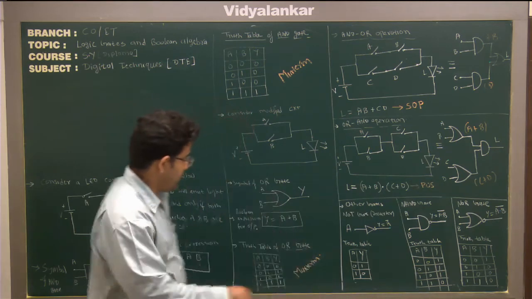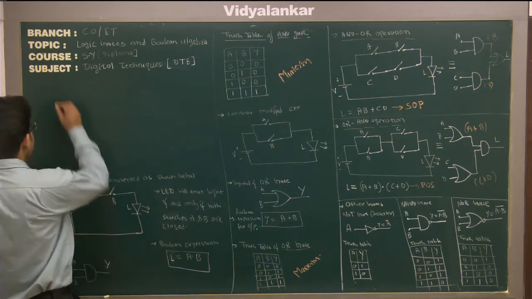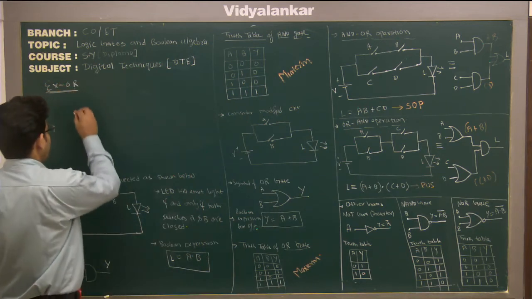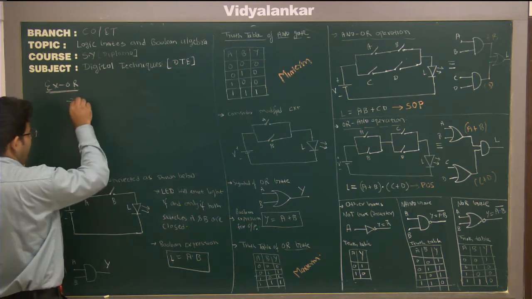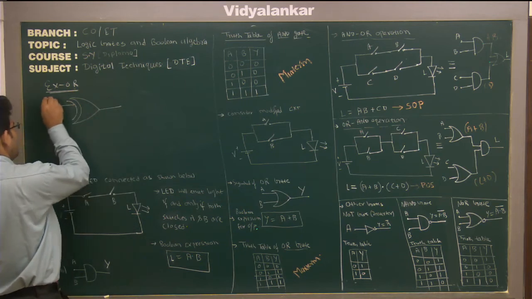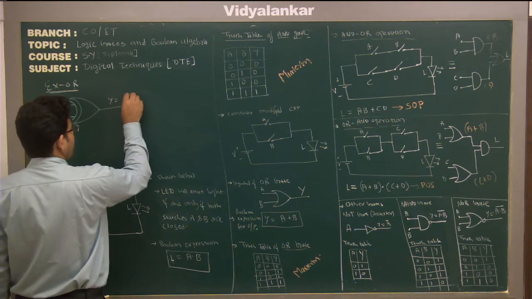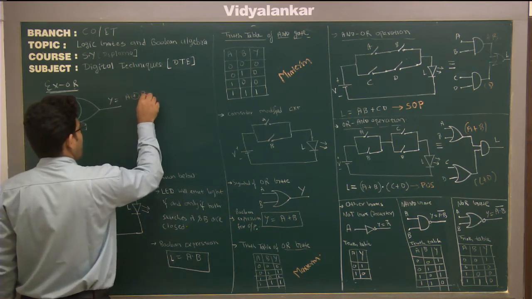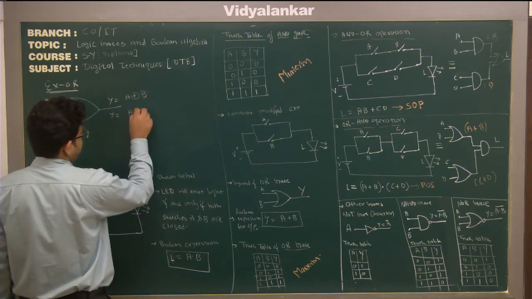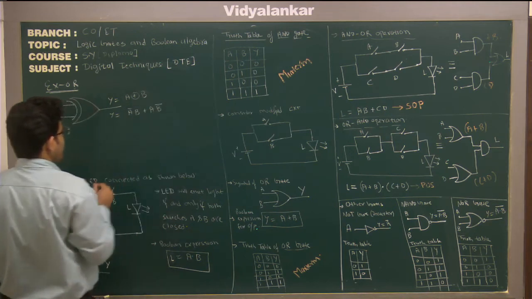Okay, so the next gate is XOR gate, exclusive OR, XOR gate, which is like this. We'll discuss one example of this. This is A, this is B, this is Y, and we write Y as A XOR B. This is a notation for XOR. If I write the expression, this is A bar B or A B bar.